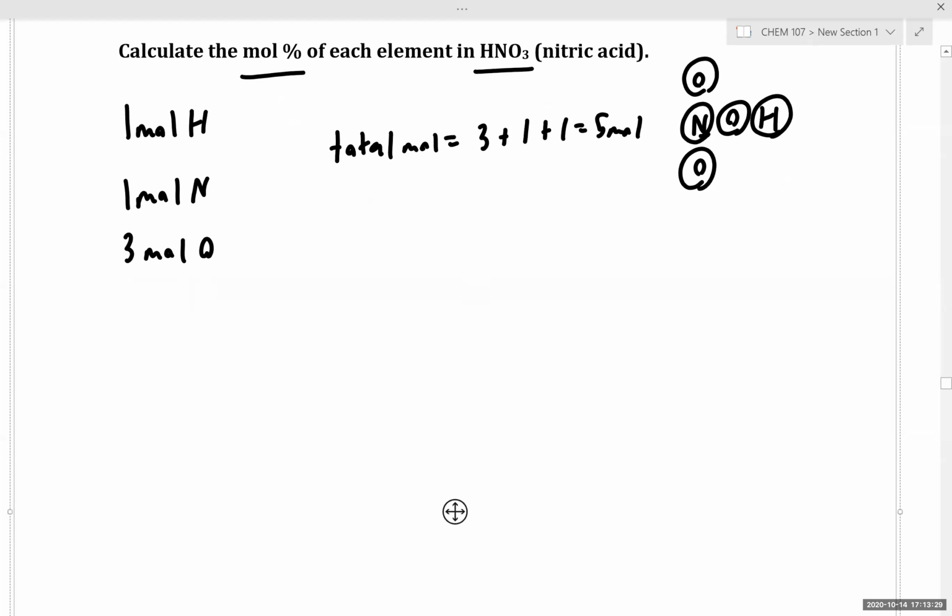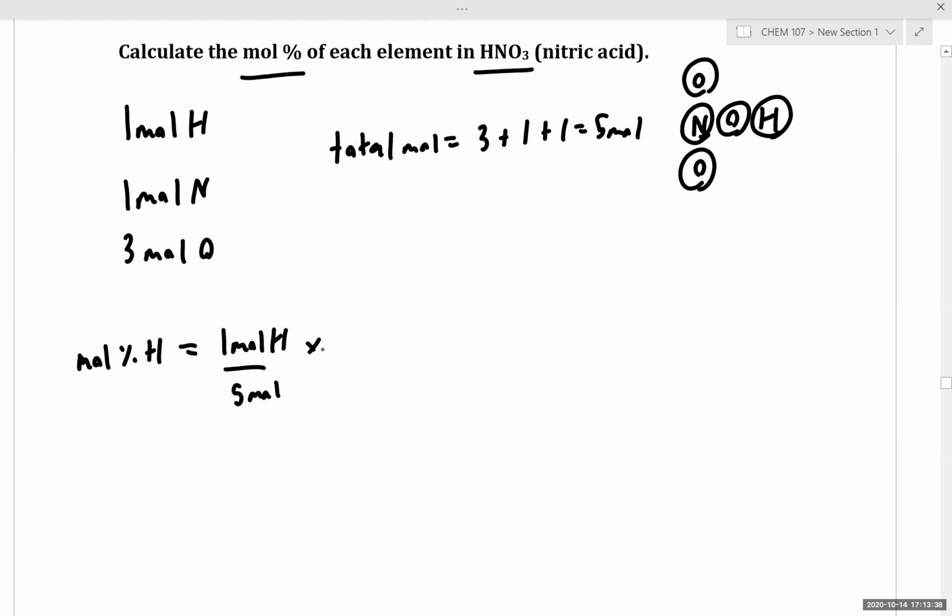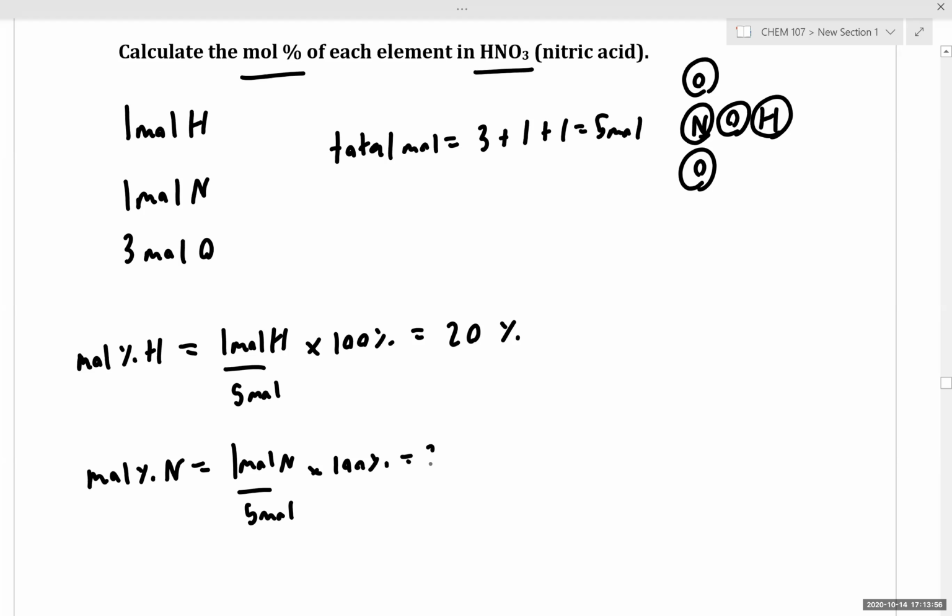From this information, I can now calculate the mole percentage of each element. So the mole percentage of hydrogen, we have 1 mole of hydrogen over 5 moles total times 100%, and that gives me 20% for the mole percentage of hydrogen. The mole percentage of nitrogen, we have 1 mole of nitrogen over 5 moles times 100%. That in turn gives 20%. For the mole percentage of oxygen, we have 3 moles of oxygen over 5 moles times 100%, which in turn gives us 60%.